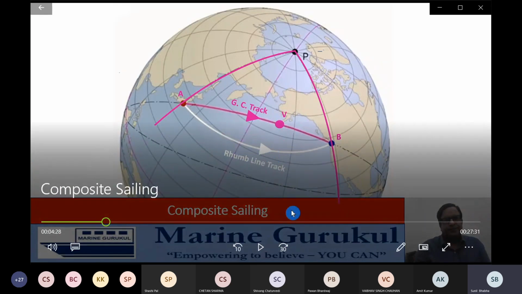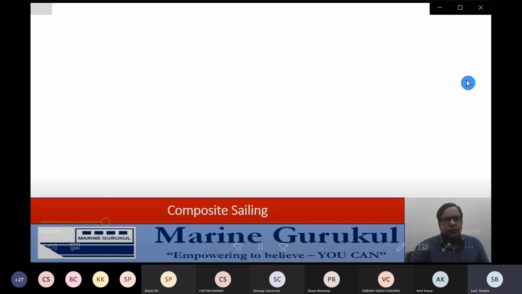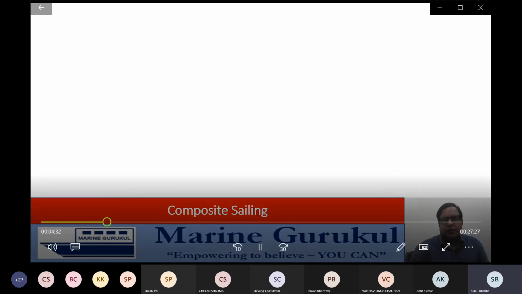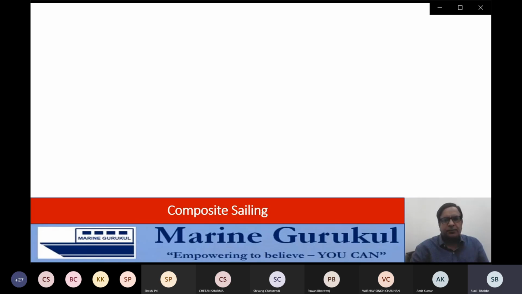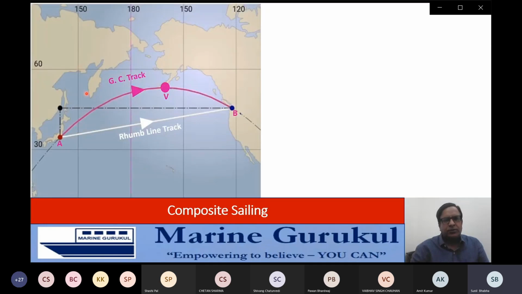Let's continue then. For the sake of clarity, let us see how these two tracks, that is the GC track and the rhumb line track, would appear on a Mercator chart. Now, this is how the tracks would appear on a Mercator chart. On a Mercator chart, the GC track would be a curved track and a rhumb line track would be a straight line track. We all know that on Mercator charts, because the meridians are parallel straight lines, therefore the rhumb line tracks are straight lines. Now here it may appear that the GC track is a longer distance, but that is not so. It is the GC distance along the GC track which shall be the shortest distance.